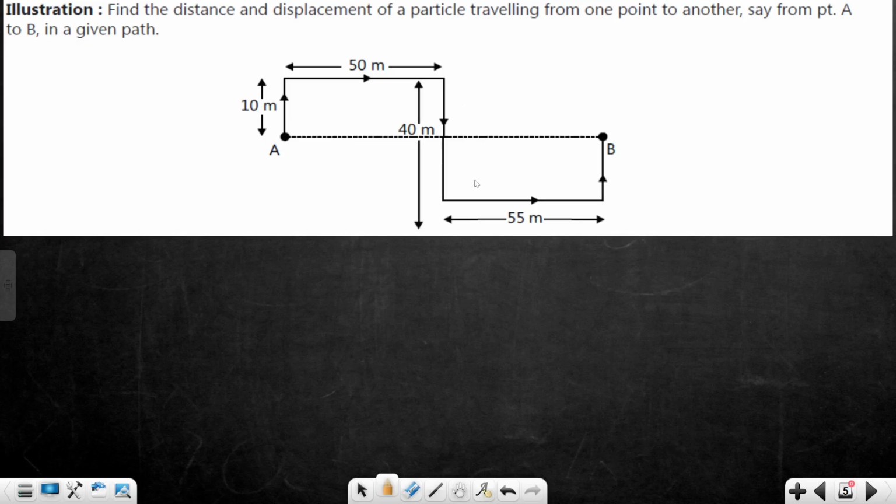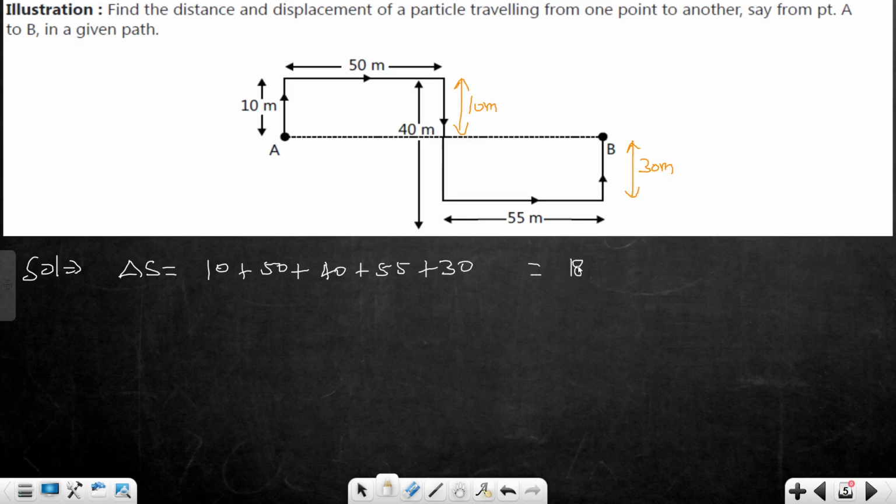This is 40. This is 10 meter. So that will be 30, na? 30 meter. So when we calculate distance, कितना आएगा? It will be first 10 meter, then 50 meter, then he goes down 40 meter, then 55 meter, then 30 meter. कितना आया? Is it 185?